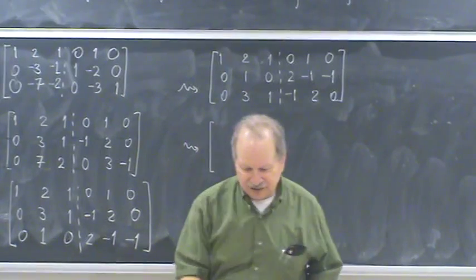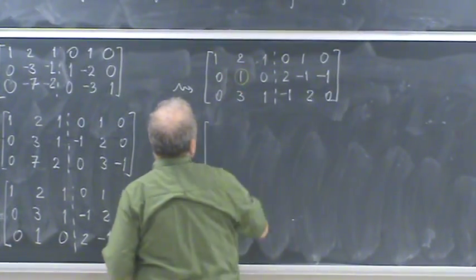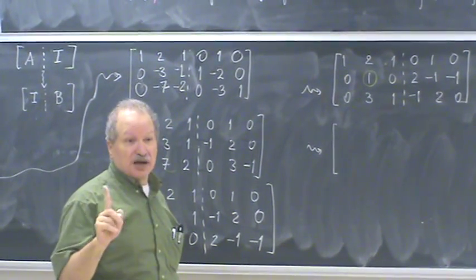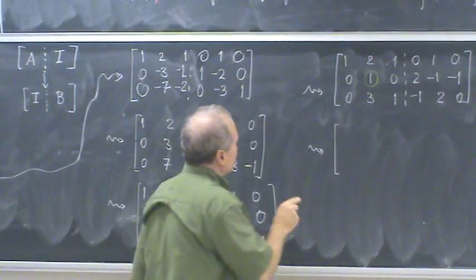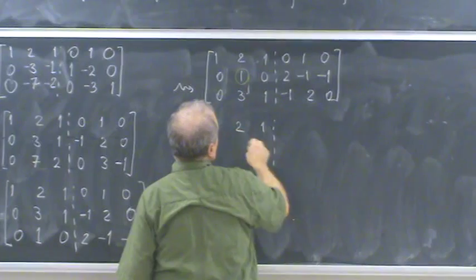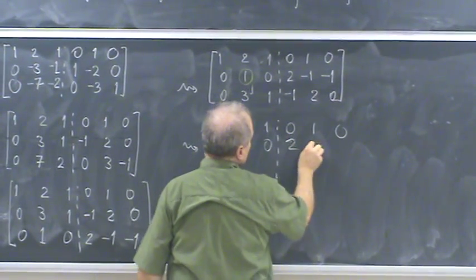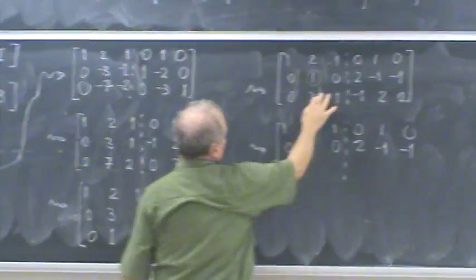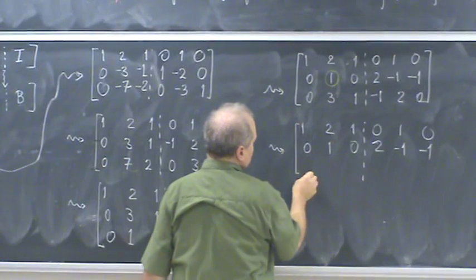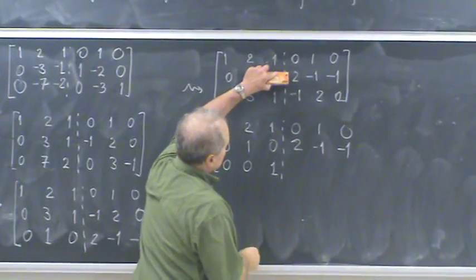Now I'm going to use this pivot to kill top and bottom. I'm not going to kill top yet, and I'll make a comment in a minute. I haven't made this comment yet, so I will in a minute. I'm just going to kill below first. So how do I kill below? Add -3 times the second row to the last row. -3 of these to this.